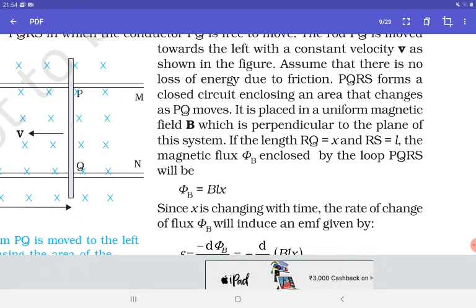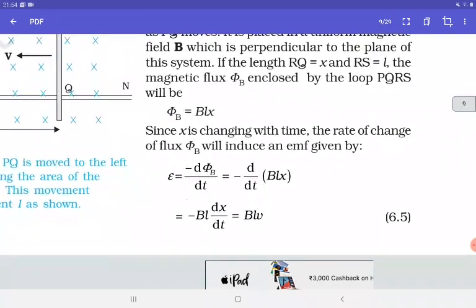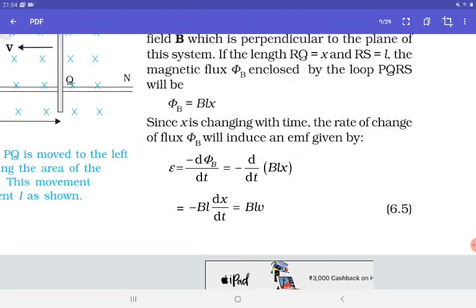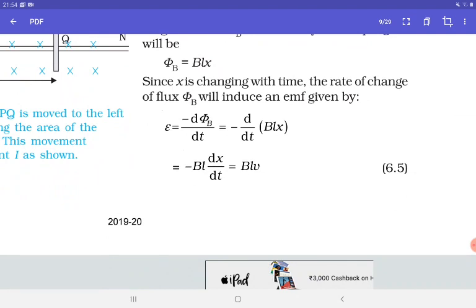If the length RQ is equal to x and RS is equal to l, the magnetic flux phi B enclosed by the loop PQRS will be phi B equals B l x. Since x is changing with time, the rate of change of flux phi B will induce an EMF given by epsilon equals minus d phi B divided by dt equals minus d by dt of B l x.